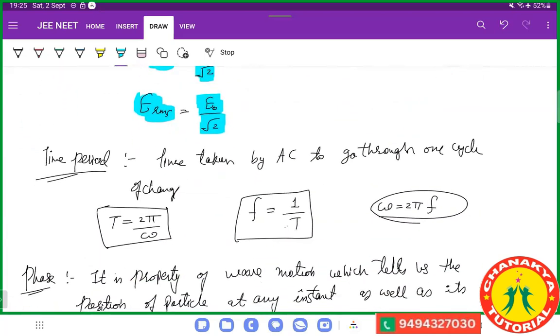Next. Time period. Time taken by AC to go through one cycle of change. See, meaning is same, just words different. Time taken to complete one cycle. That's it. Simple words. That is also equal to 1 by frequency, or as we wrote before also, omega equals 2 pi by T. So T equals 2 pi by omega.